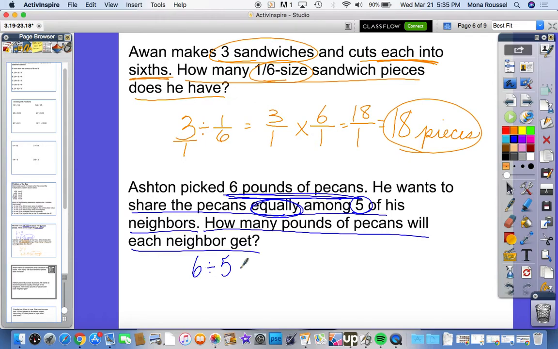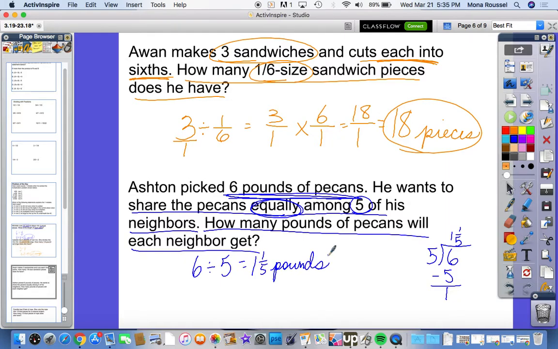And you might say, wait, this one isn't fractions. Well, no, it's not. So you could take it 2 ways. You can either divide this. 6 divided by 5 would be 5 into 6. 5 goes into 6 1 time. You get a remainder of 1. Remember, you put your remainder over your divisor, and that would give you 1 1/5. Each neighbor would get 1 1/5 pounds.